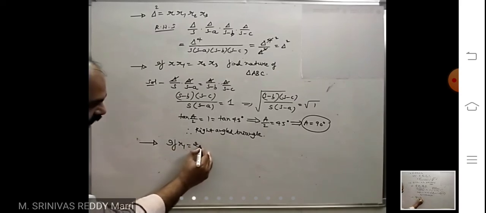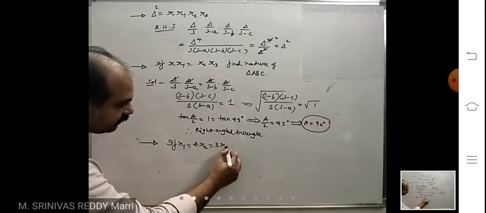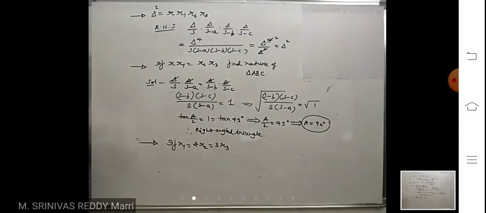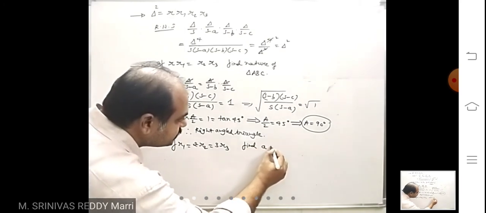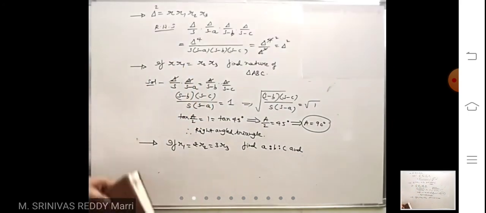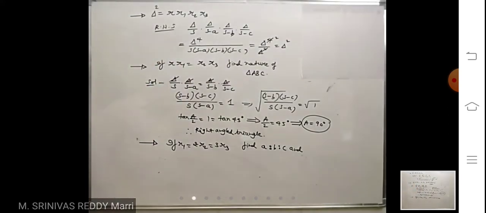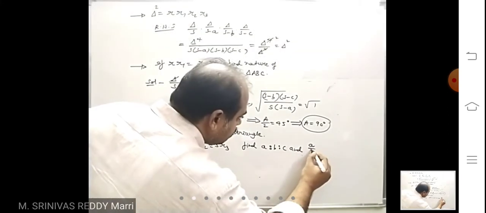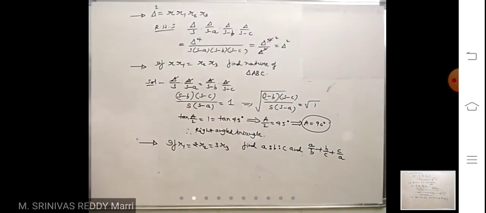If R1 equals 2R2 equals 3R3, the condition is given like this: R1 equals 2R2 equals 3R3. Find A is to B is to C, and find the value of A by B plus B by C plus C by A. Look at this, a very important problem.